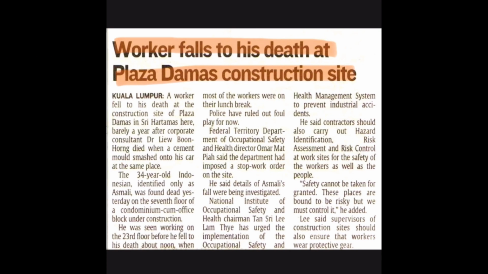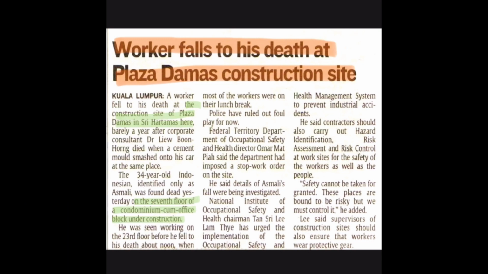The second one, you need to address the answer for where. For this article, you can see where the accident happened. So I will highlight the answer for where: on the 7th floor of a condominium cum office block under construction, the construction site of Plaza Damas in Sri Hartamas. If you have a detailed address, then you need to put the detailed info.